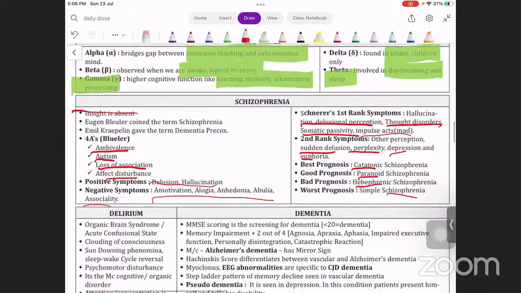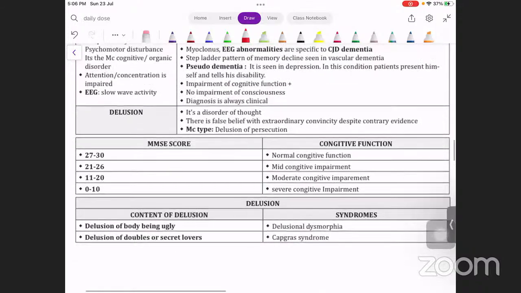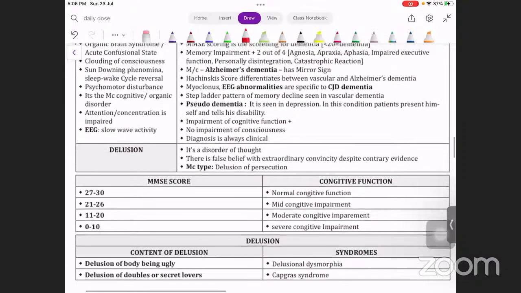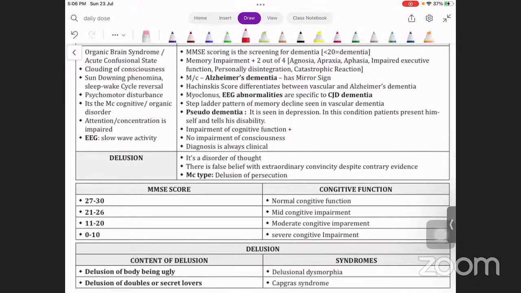Then delirium, an organic brain syndrome, or acute confusional state. Clouding of consciousness will be there in delirium. Sundowning phenomenon will be there, and psychomotor disturbance will be there.